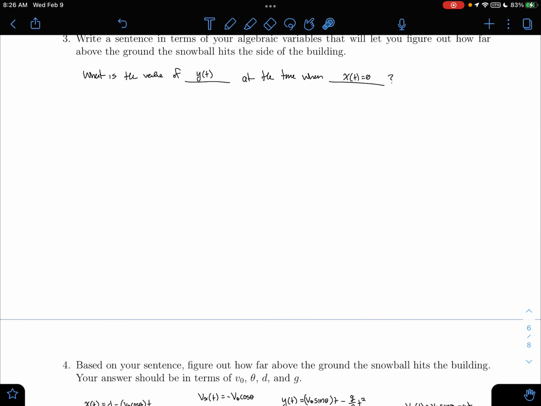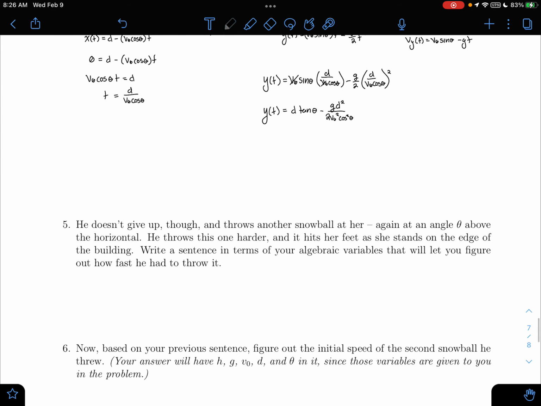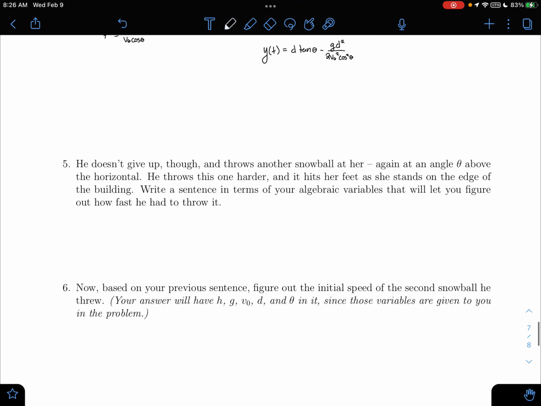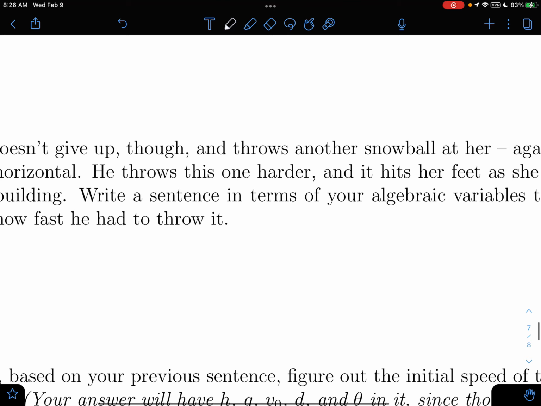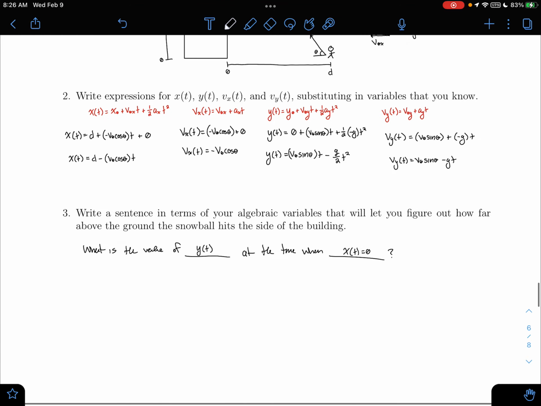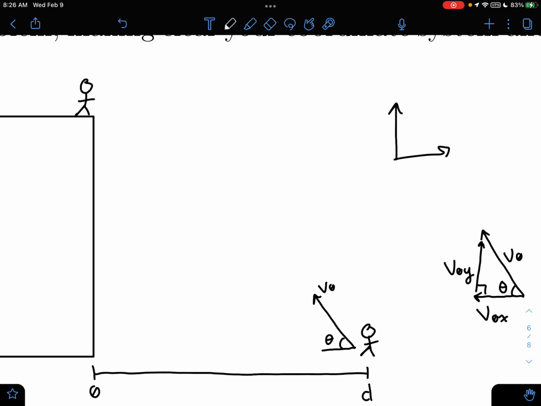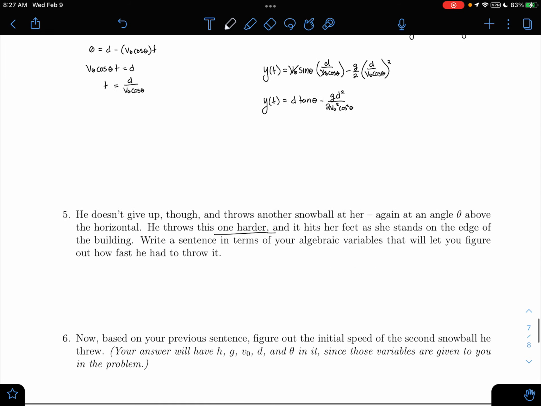That's what our question's asking for at the time when x of t equals 0. This is going to be our answer for this one. So he throws another snowball, again at an angle theta, but this one is thrown harder. Instead of hitting low, it's going to arc up and hit our feet like that, right at our feet there.